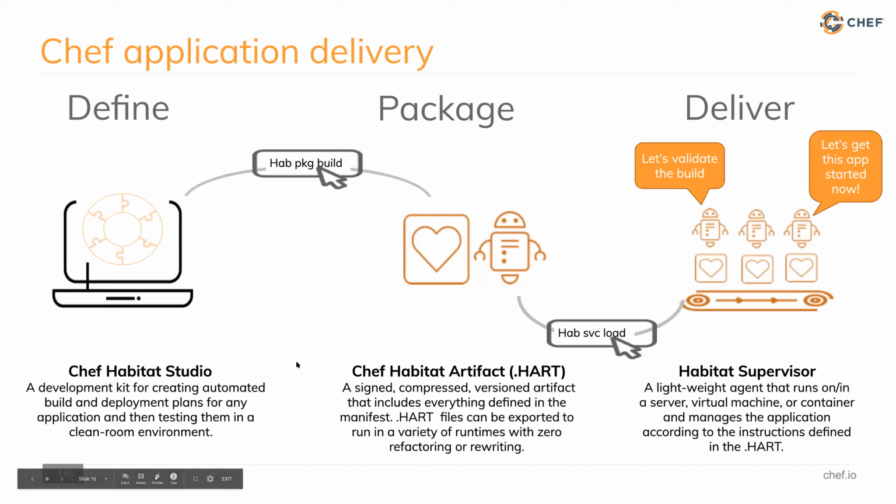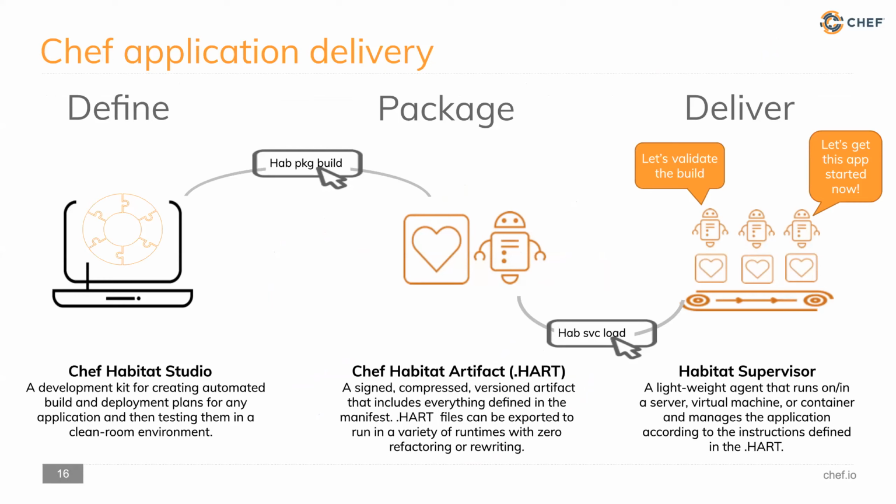So what Chef Habitat Studio provides you is an environment to define and build and test that manifest, which then can be funneled through your pipeline, which then within the pipeline produces a signed, compressed artifact, a versioned artifact, if you will, that is this HART file, okay? And so then that works through into your environment.